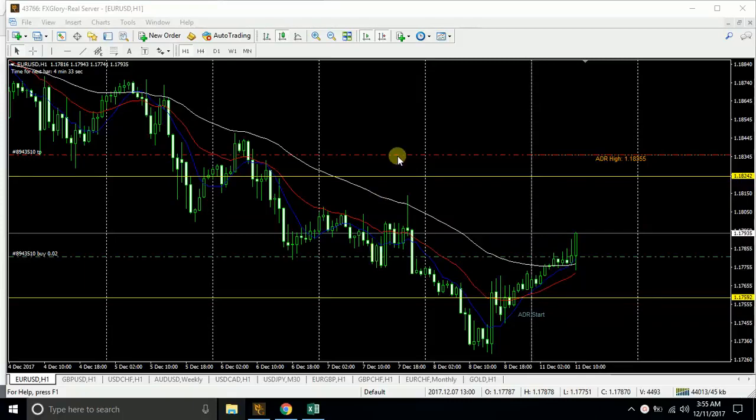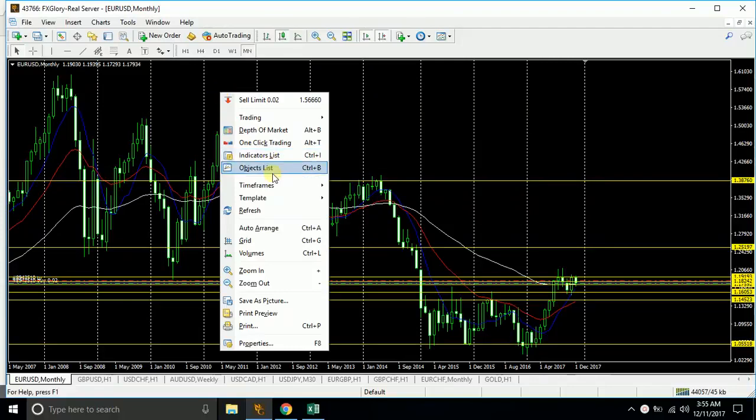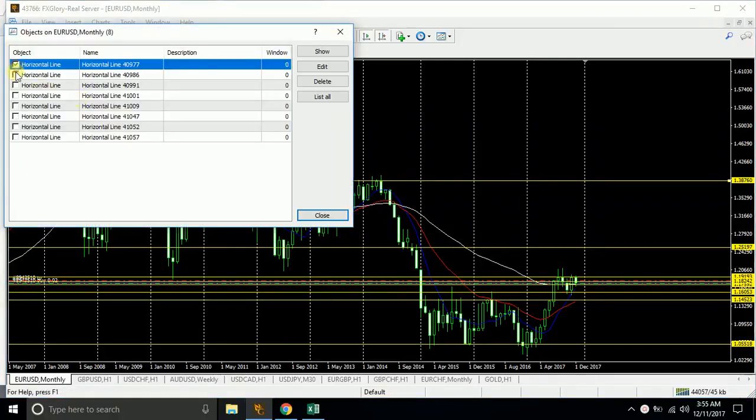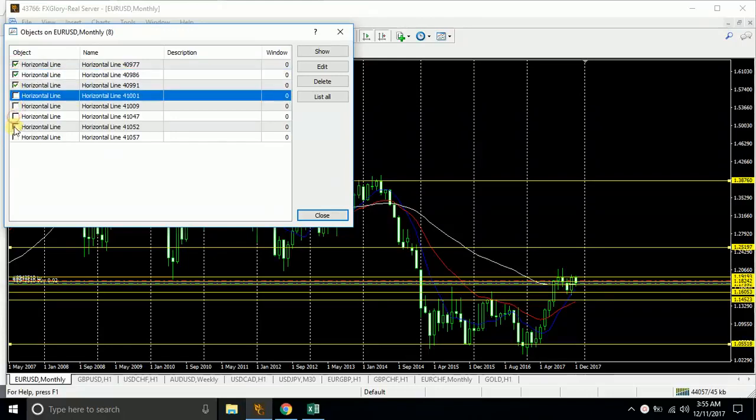Today is Monday, December 11th, and we're looking at the Euro USD. Alright, for starters, first things first, we would start on the monthly chart. Now what I'm going to do is remove all the points I've already put in place.